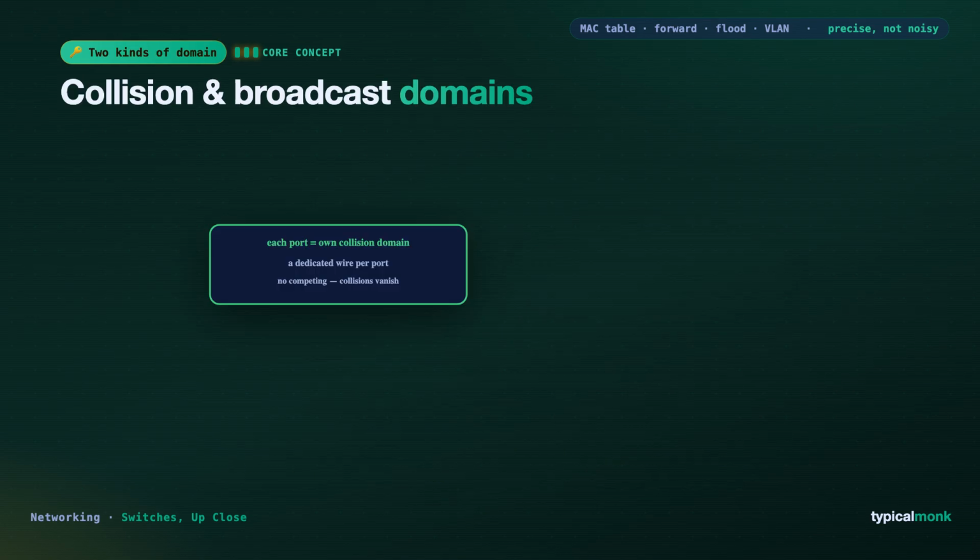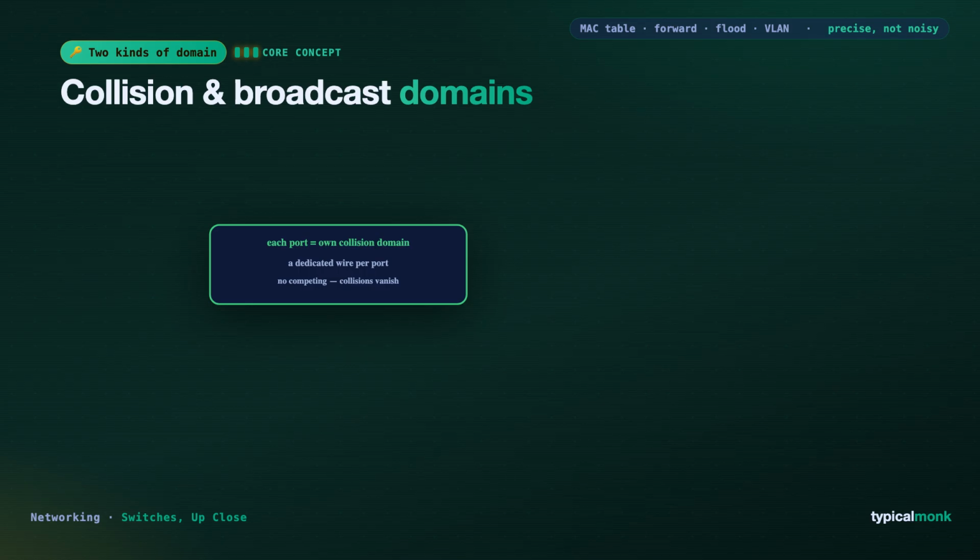To really understand a switch and its effect on a network, it helps to see how it carves the network into domains. And there are two kinds to distinguish. First, each switch port is its own collision domain. In the old hub days, every device shared one wire, so two devices sending at once would collide and have to retry, and the more devices, the worse it got.